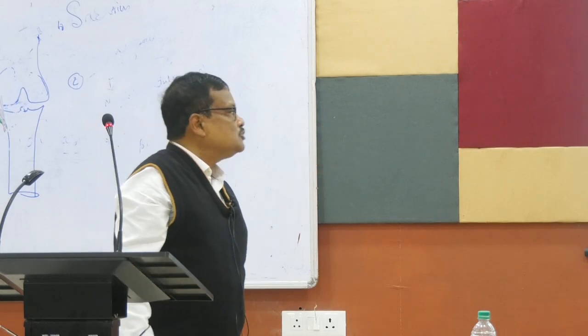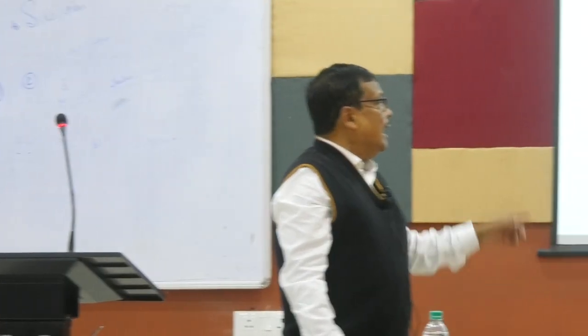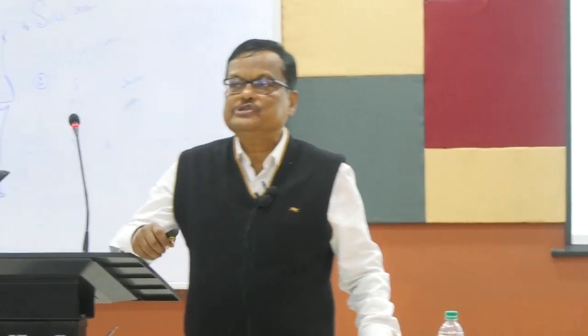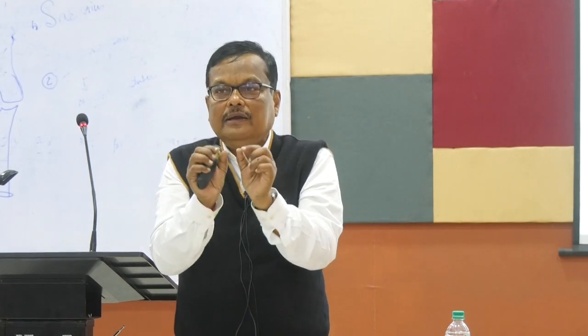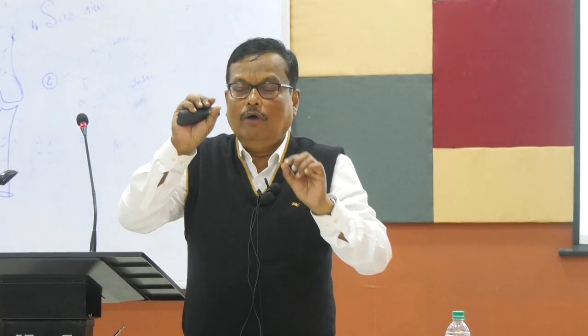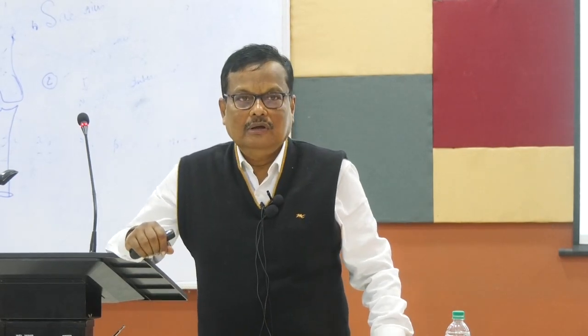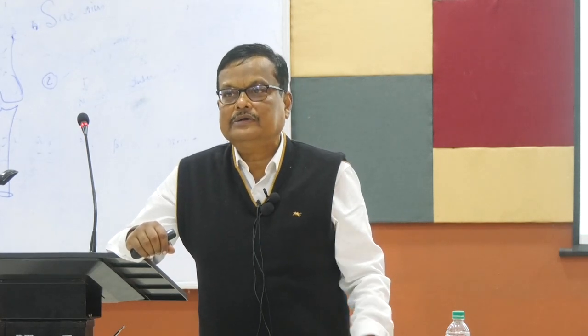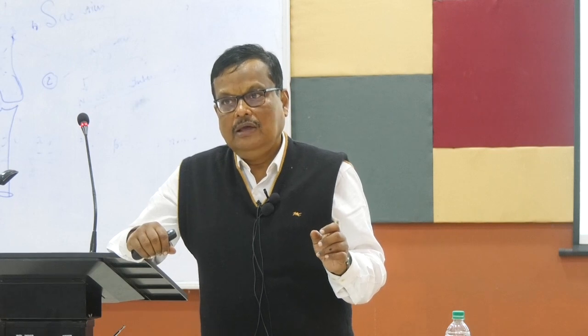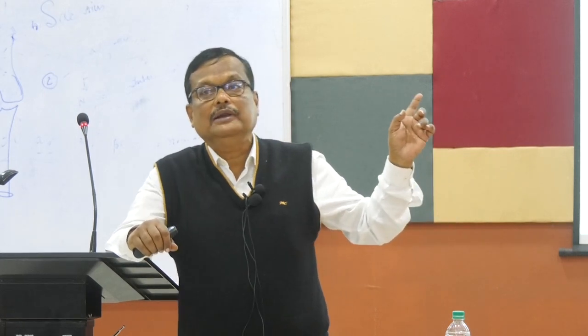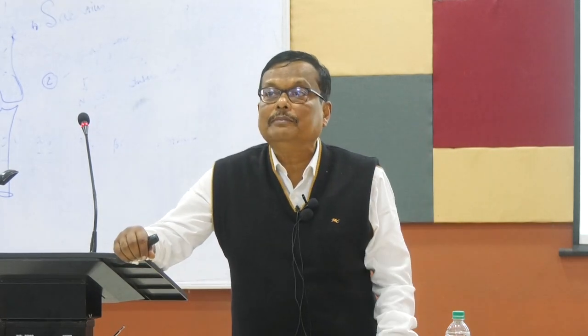The deep part blends with the capsule of the knee joint and, very important, with the medial meniscus. What is meniscus? In between the condyles of the femur and tibia, there is a disc of cartilage, fibrocartilage. There are two, one on either side, laterally lateral meniscus and medially medial meniscus. And this tibial collateral ligament is attached to the medial meniscus.